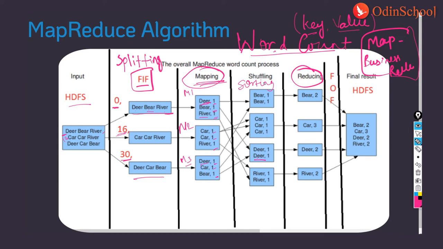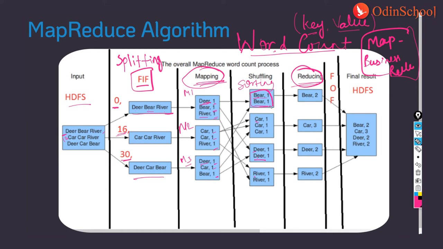And then they are sorted according to the key. The key here is a string, so it would be alphabetical sorting. So starting with B would come first, then C, and then D, and then R. So this way, all the keys are first shuffled so that similar keys are grouped together, and then they are sorted. And finally, the reduce stage or reducing process is actually doing aggregation. Aggregation means max, mean, average, sum, count, those kinds of operations upon a particular key. For example, bear, 1 and bear, 1.